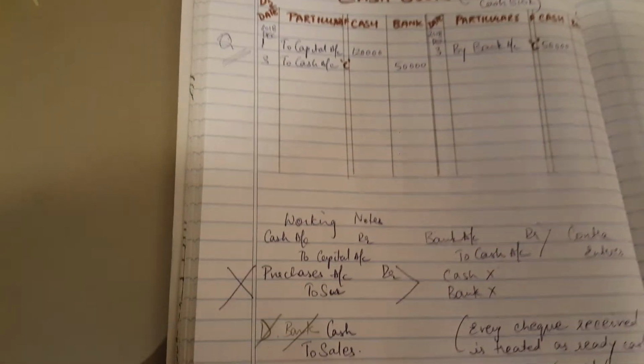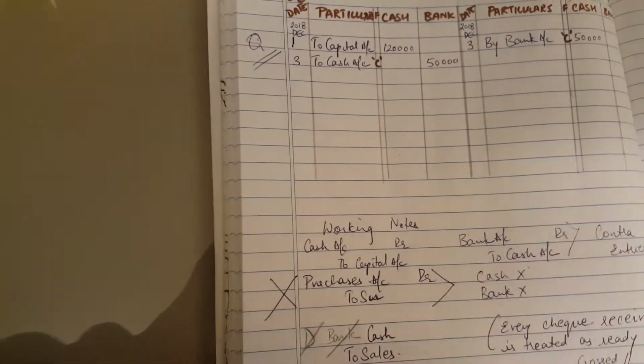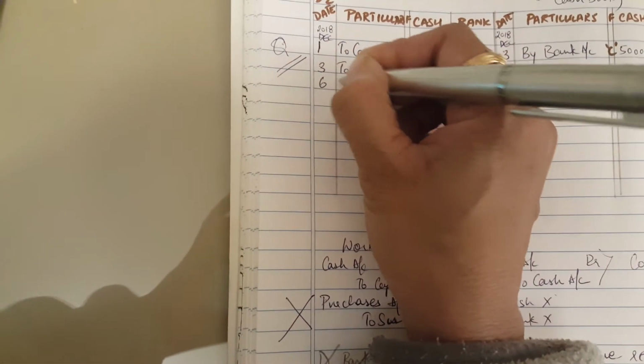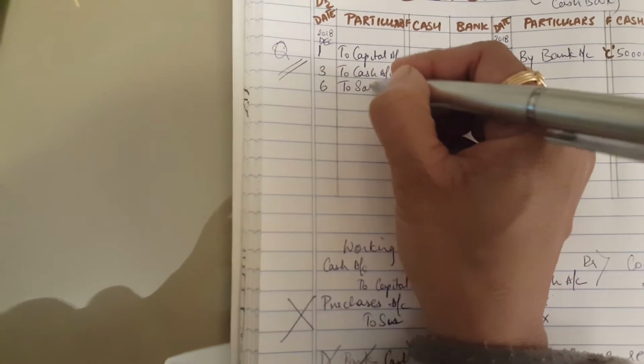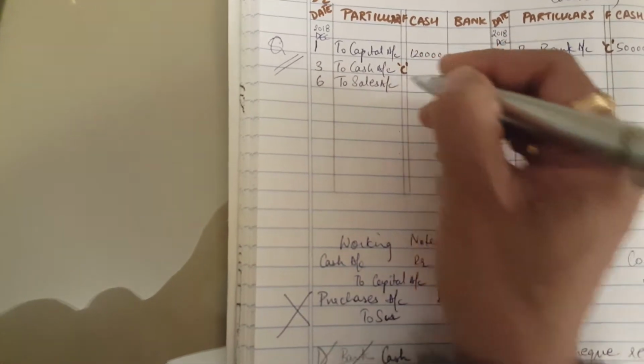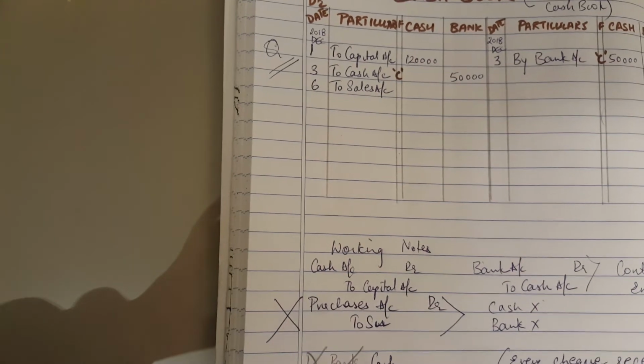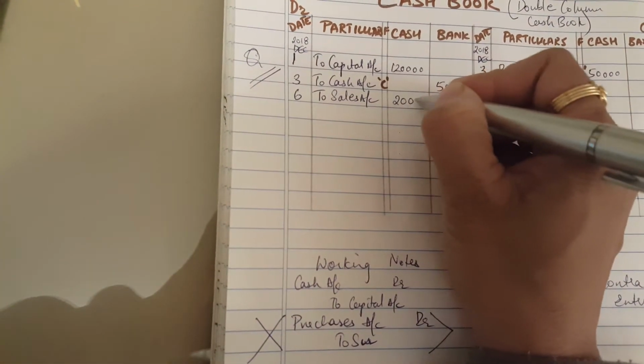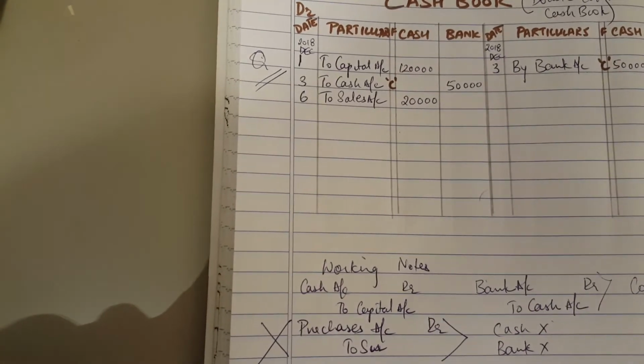Now, when it is cash to sales, we will write on the date concerned. So here it is the 6th, and we will write over here to sales account and put the amount. It is told as 20,000. So we will put that 20,000 in our cash column.